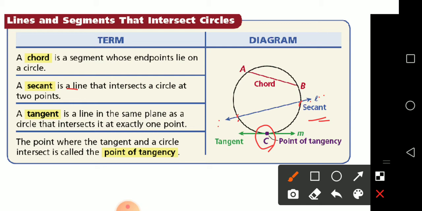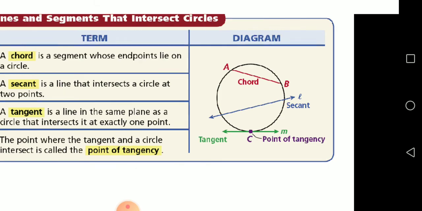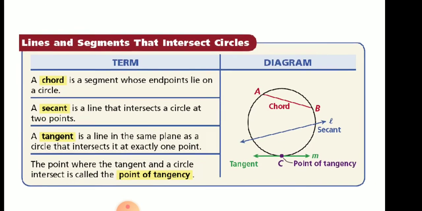This point is very important. This is the point of tangency. This exact point is the point of tangency. So the point where the tangent and the circle intersect is called the point of tangency. Okay, this is very important to study.